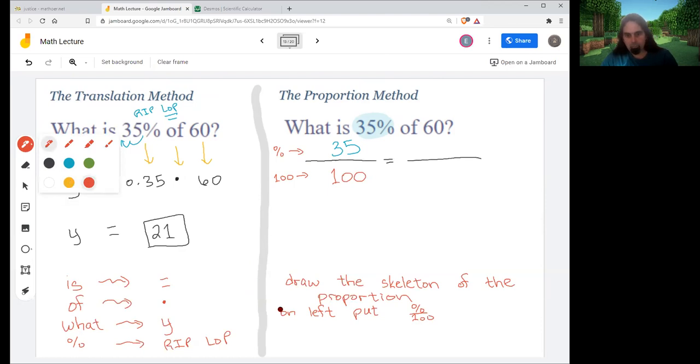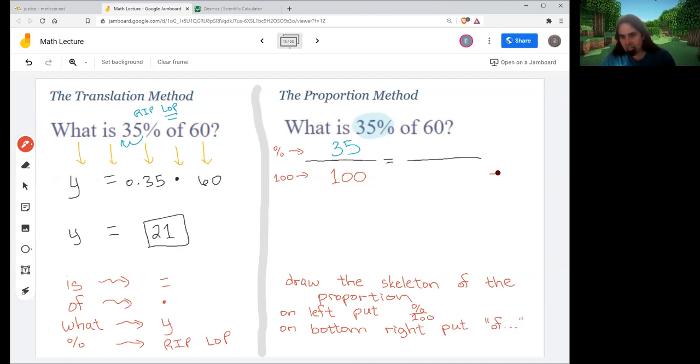Then bottom right, there's something that comes after the word of. I can't end an English sentence with the word of. It doesn't work. There has to be something after the of, a number of what. So what comes after the of this time? Of 60. So my 60 goes there.